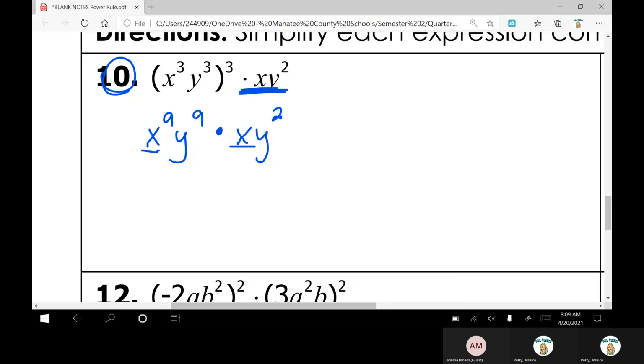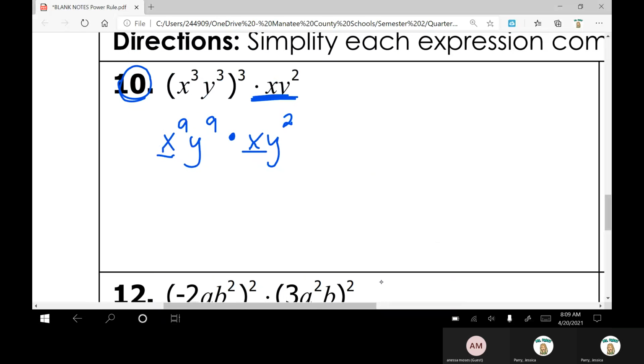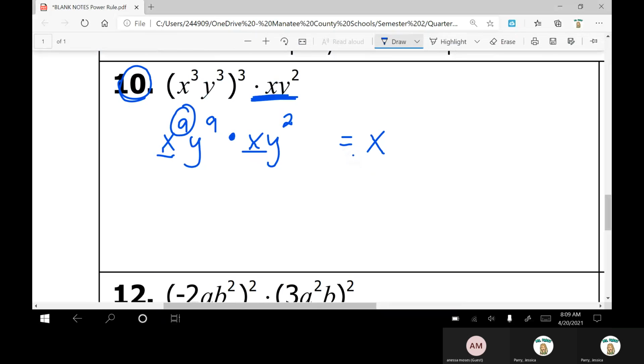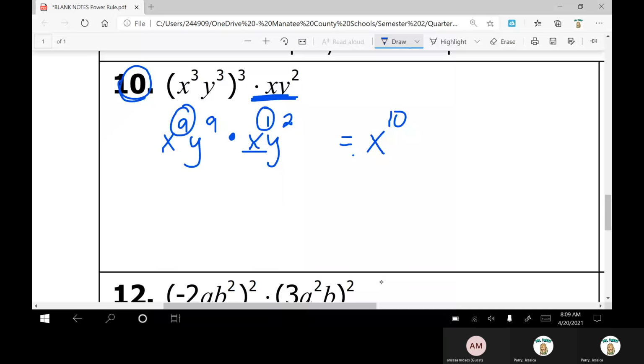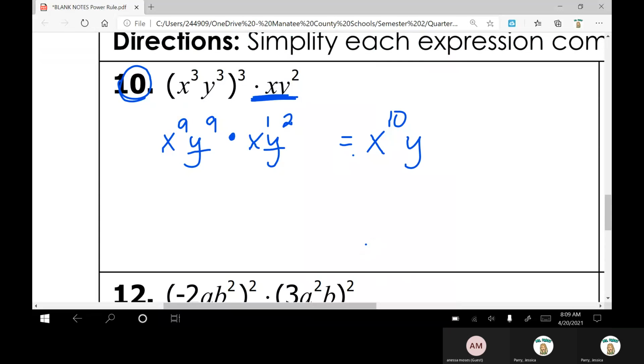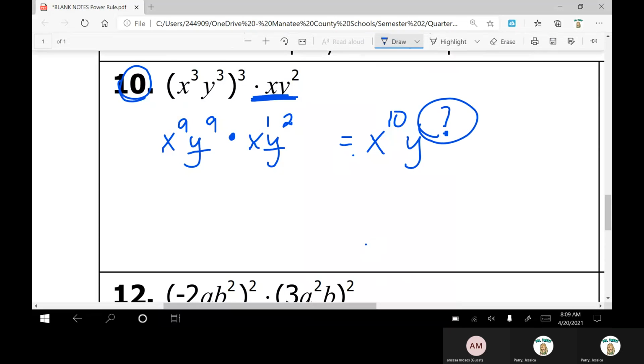So let's see here, we've got our variable x. Here's my variable x. So we've got a 9 plus, if you don't see your exponent there, there's an invisible 1. So we can do 9 plus 1 is 10. Okay, so I just did x. Now I'm going to go on to my next variable, y. Here's my y. What's my new exponent for y? What would I put here?